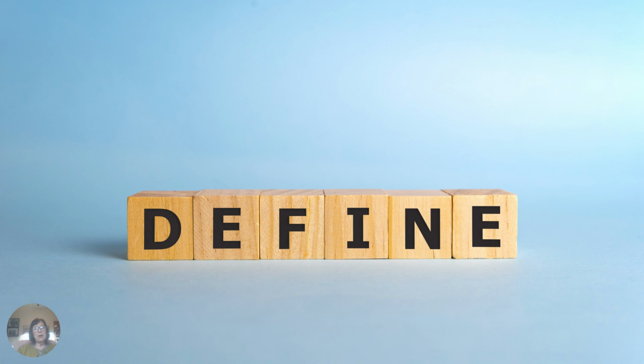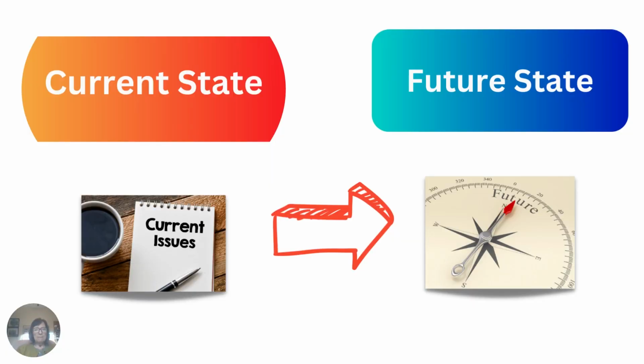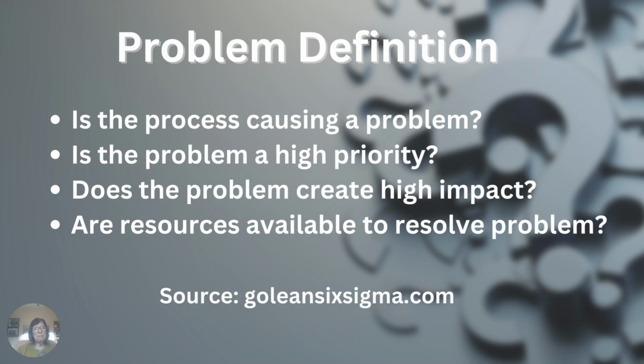So DMAIC involves, the first letter is Define. One thing we have to do is look at what our current state is. What is it today that we're doing that is not working, or where are we seeing unacceptable levels of failures? And then look to the future and determine where we want to be. What things need to change to get us to where we need to be and to meet our value dimensions?